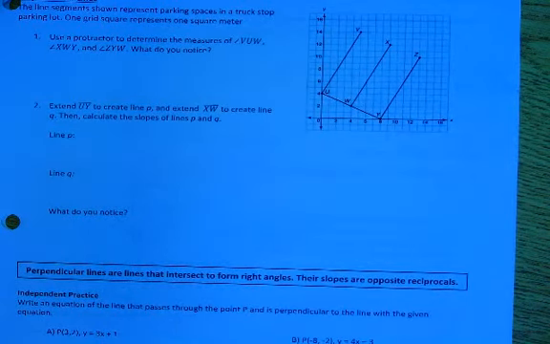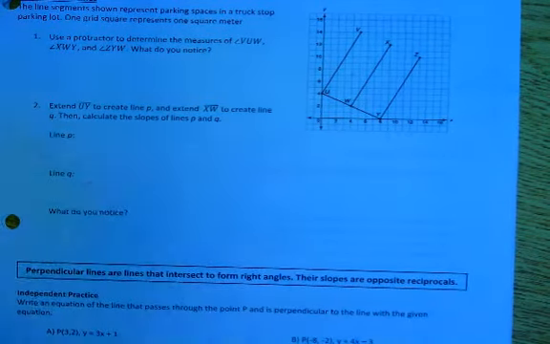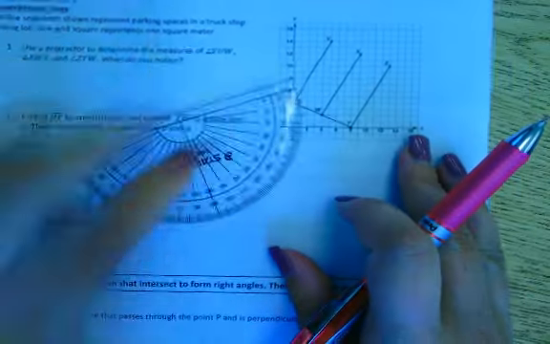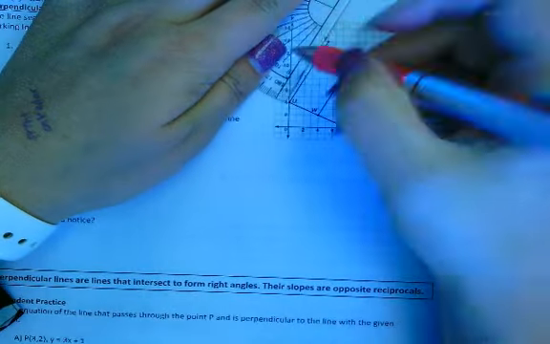Okay, the line segments shown represent parking spaces in a truck stop parking lot. 1 grid square represents 1 square meter. Use a protractor to determine the measure of angle VUW, XWY, and ZYW. What do you notice? So use your protractor. Okay, you may have to extend all of these lines.